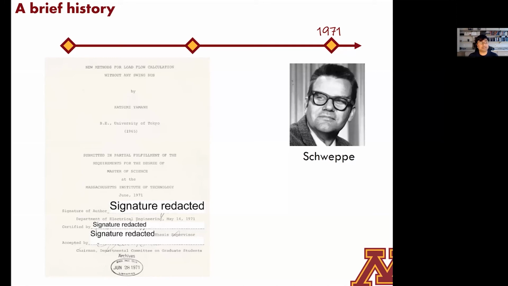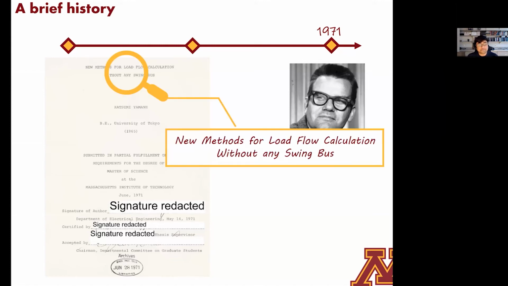And when we did the research on this, we dug into the records, and it turns out that he advised a student in the 70s, and this thesis appeared in 1971. It's not easy to find. It's called, new methods for load flow calculation without any swing bus. So even back in the 70s, and this was again maybe around 30 years after industry had really moved on to interconnected operation, Fred was at least getting to the point that, look, we have to revisit this problem.